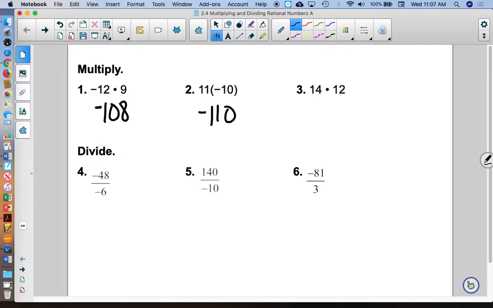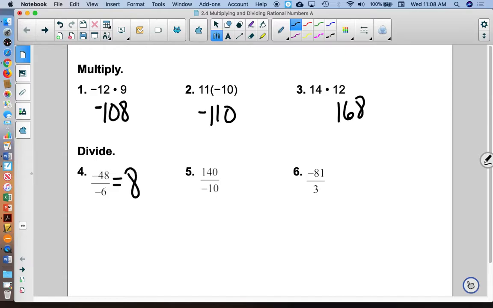14 times 12. What do you get there, Kaylee? 168. So far, so good. It looks like a fraction. Does it matter? No, it's a division statement. What is negative 48 divided by a negative 6? Before you answer that, just tell me, will it be positive or negative? Justin? Positive. So what is negative 48 divided by negative 6? What's it going to be, Ben? 8.